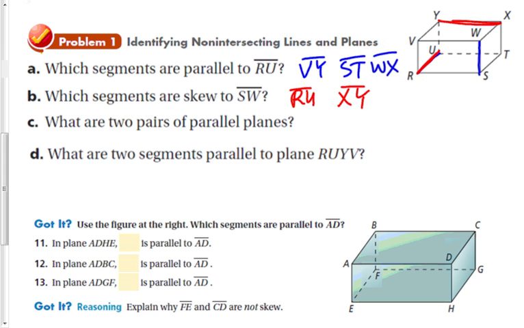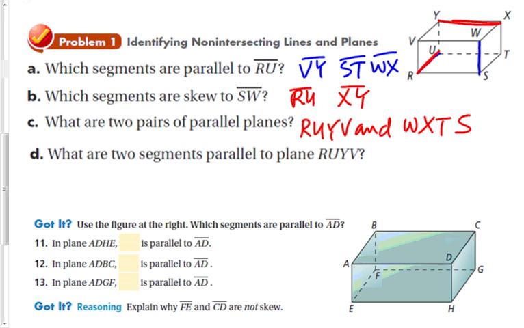Okay, what are two pairs of parallel planes? That could be a bunch of different ones there, but I'm going to say RUYB and WXTS are parallel. I'm not going to give two of them.